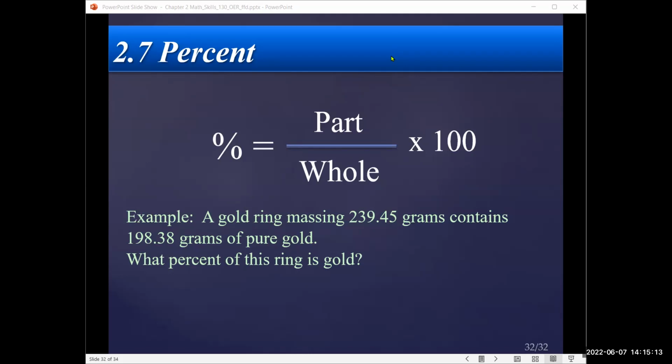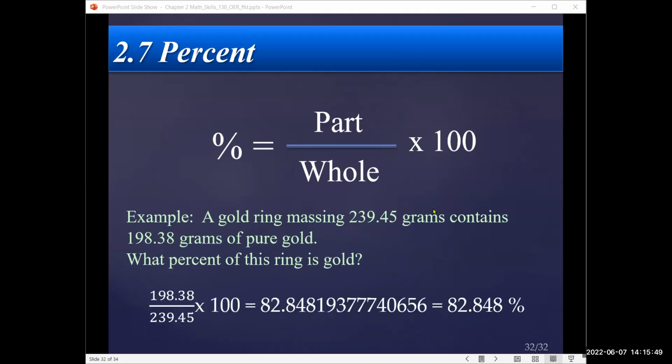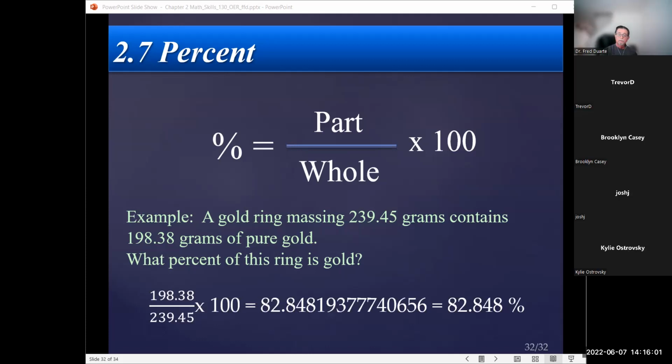And this is true for your grade, and this is true for literally anything that you want to calculate its percentage. For example, there's a gold ring that has a total mass of 239.45 grams. An analysis was done of that material, and it turns out that of that 239.45 grams, it consists of 198.3 grams of pure gold. Okay. Question is, what is the percent gold of this ring? And so we simply set it up. We got the part, which is the 198.38, divided by the whole, which is the mass of the whole ring, okay, times 100. Now, obviously, your calculator will give you all these numbers, 82.84, and so on and so forth.